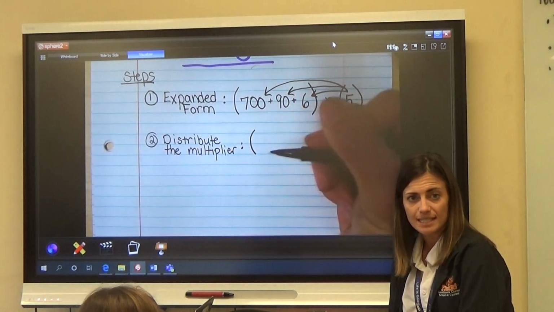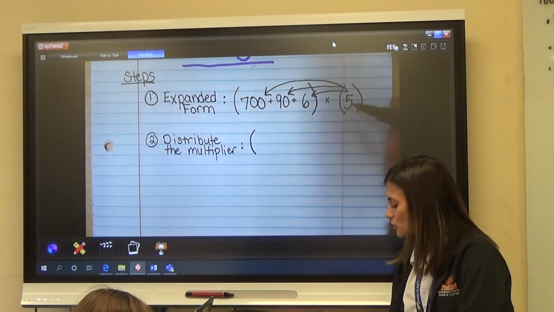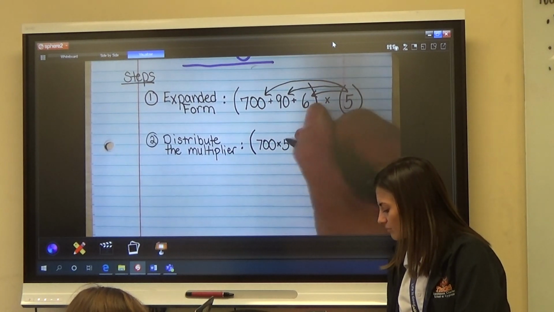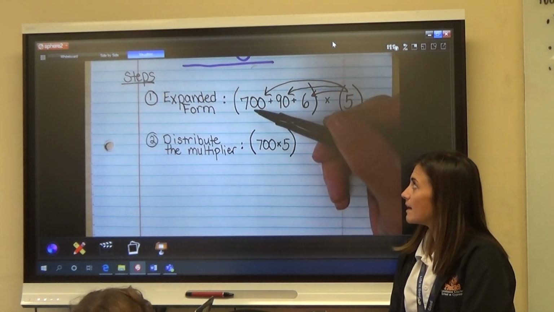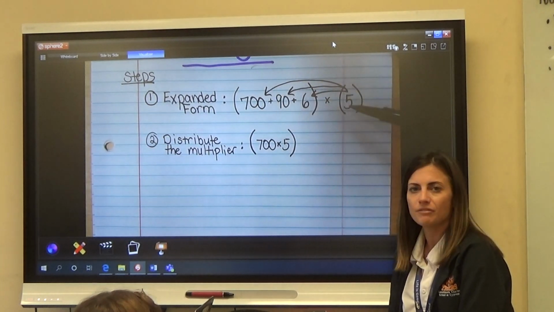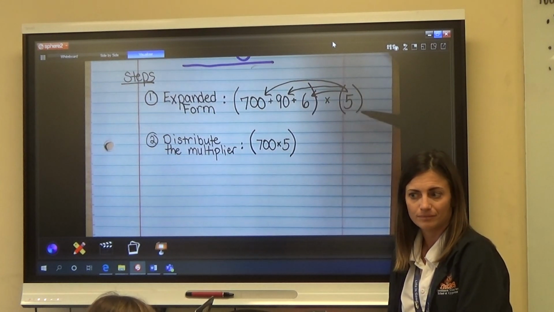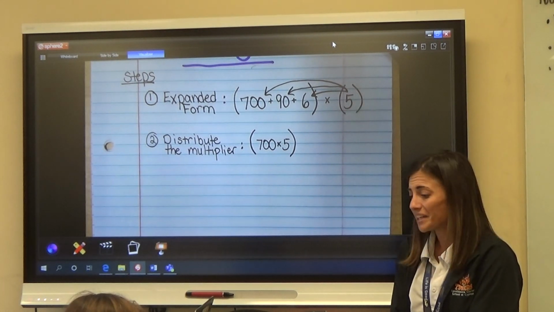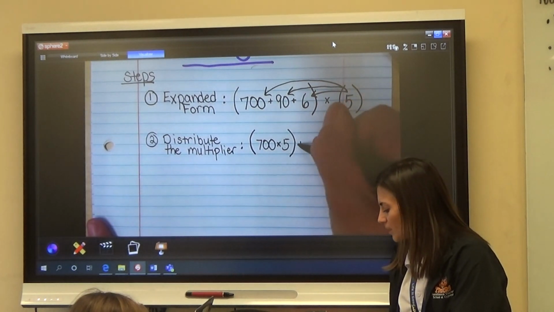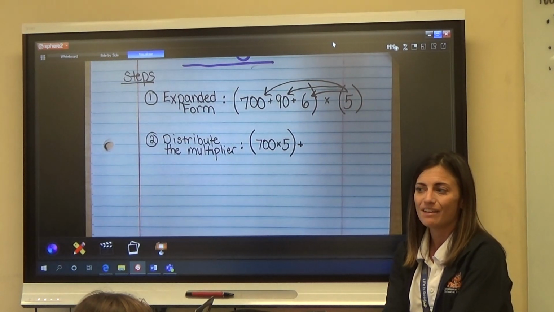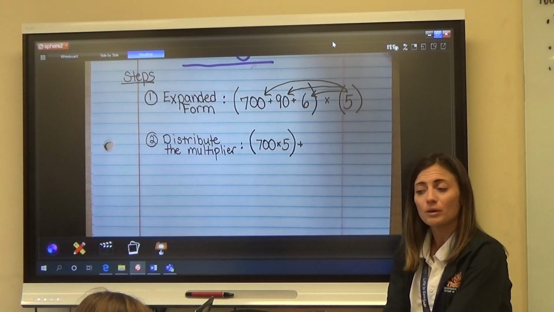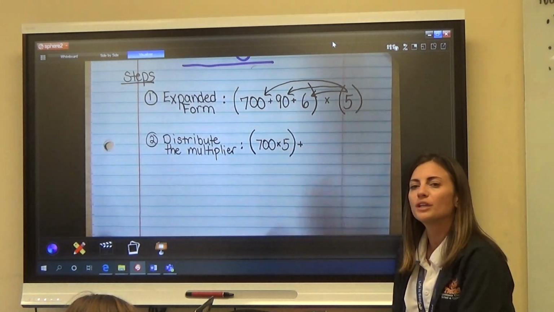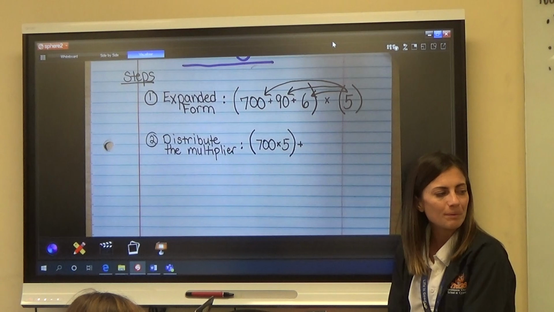So I'm using my parentheses again so I don't get confused, and I'm going to start by doing 700 times 5. So I did 700 times the 5 that was my factor. Now, you at home and you in my class, I want to see if you can figure out what the next piece might look like. If we're using that same method, and we first multiplied our first value in the expanded form by 5, what do you think we're going to do next? Write it on your paper.